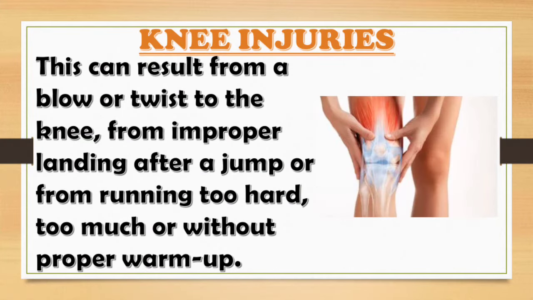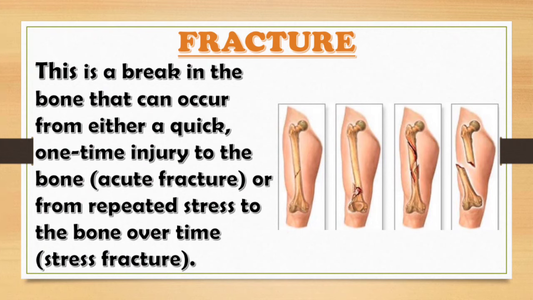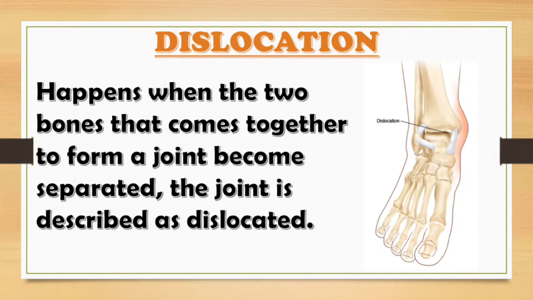Third is knee injuries. This can result from a blow or twist to the knee, from improper landing after a jump, or from running too hard or too much or without proper warm-up. Fourth is fracture. This is a break in the bone that can occur from either a quick, one-time injury to the bone, acute fracture, or from repeated stress to the bone over time, stress fracture. And the last one is dislocation. This happens when the two bones that come together to form a joint become separated. The joint is described as dislocated.